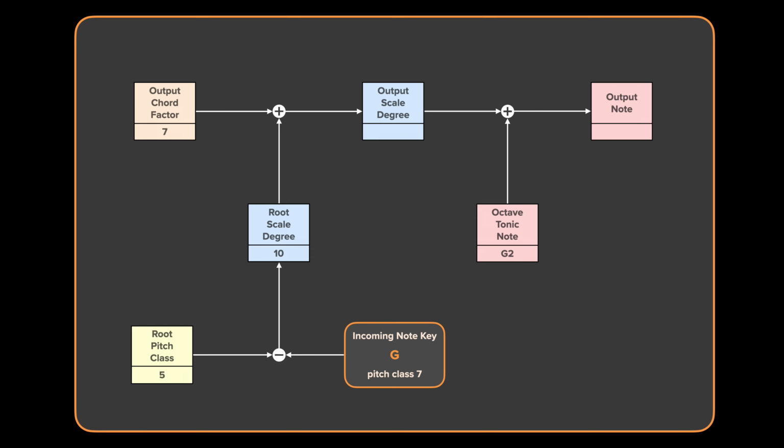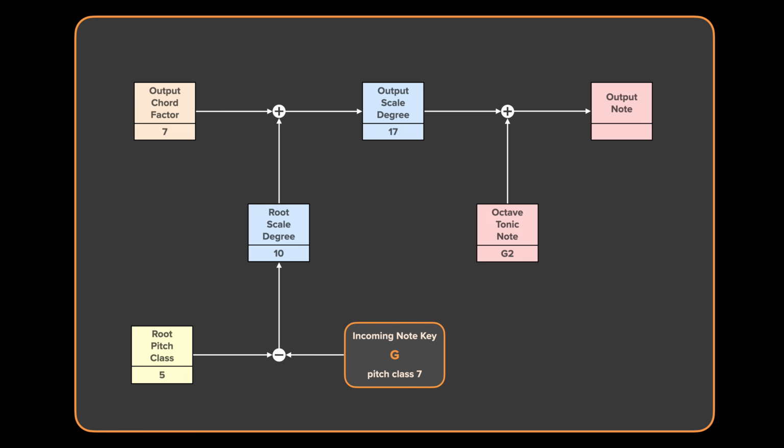Fun fact, Harmonize actually computes the root scale degree. It uses it in one of the special cases I'll describe in a moment. Unfortunately, the developers forgot to use it here. Next, we'll add the root scale degree to the output chord factor to get the output scale degree. 10 plus 7 is 17.